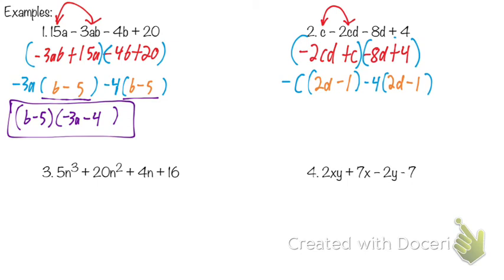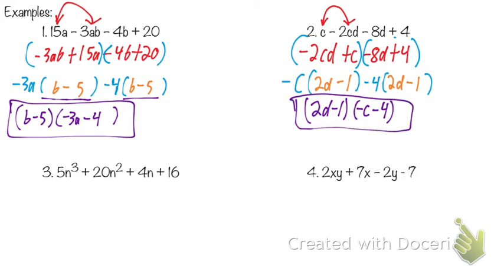Now the 2D minus 1, is that the same thing in each parenthesis? Yes. What can we do with that? Put it out in front, right? Pull that out in front as our GCF. And then what goes after the 2D minus 1 in parentheses? Negative C minus 4. Negative C minus 4 in its own parentheses. So now did we create multiplication? Yep.